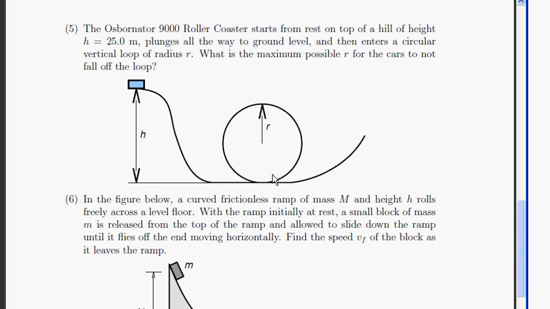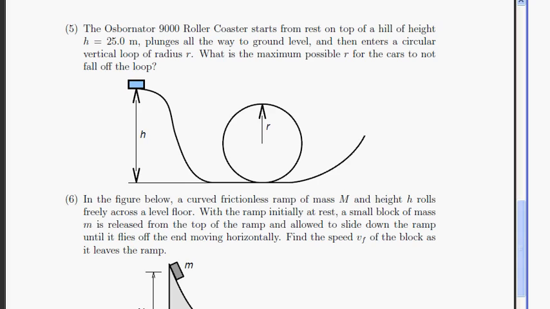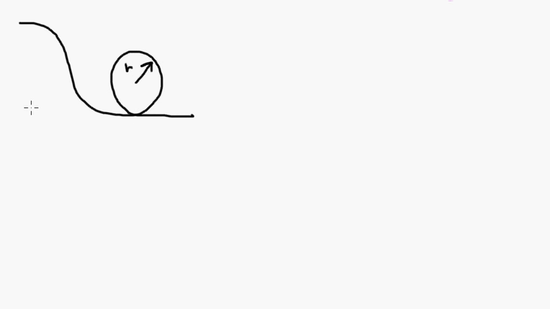So let me just quickly sketch the thing out. The radius of this is r, the height of this is h, h equals 25 meters, and so we want to know how big this circle can be for the cars not to fall off the loop. We're ignoring non-conservative forces, no friction, none of that.